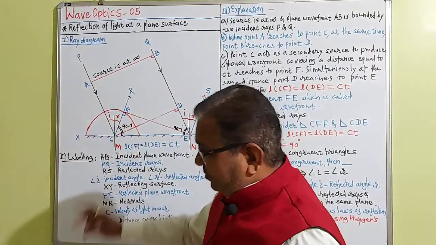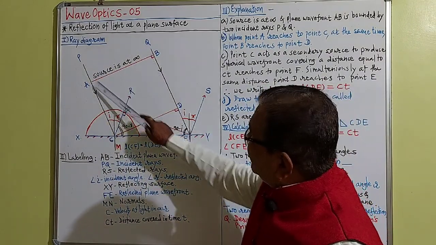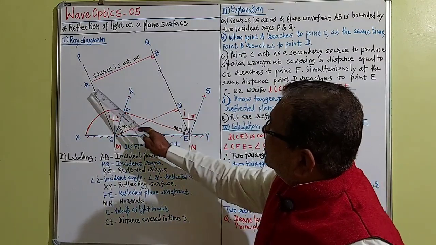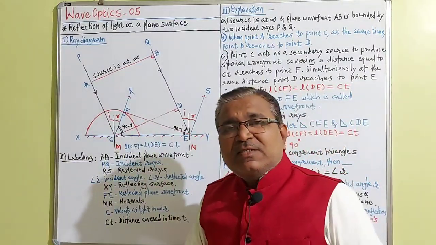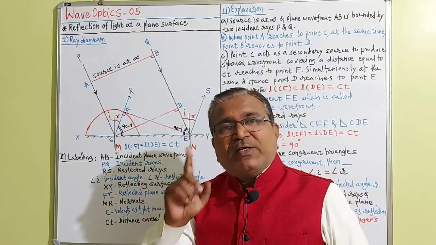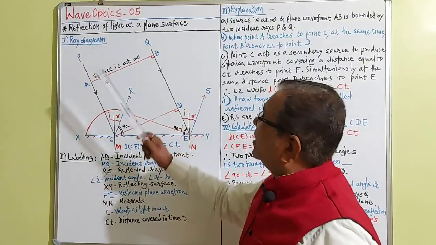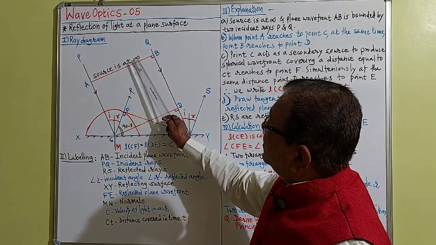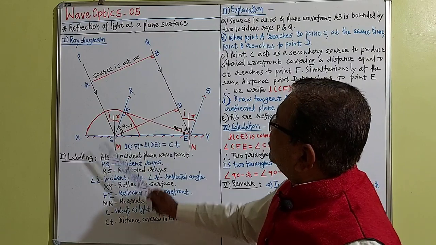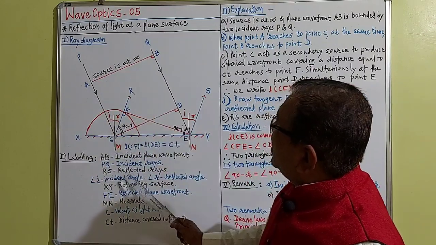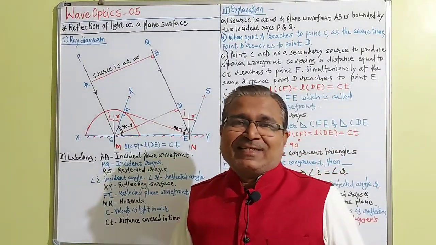See the ray diagram. P and Q are the incident rays. AB is a plane wavefront. Where is the source? Since AB is a plane wavefront, we know that for obtaining a plane wavefront, the source is at infinity. That I have written here. So AB is an incident plane wavefront. PQ are incident rays. RS are called reflected rays.